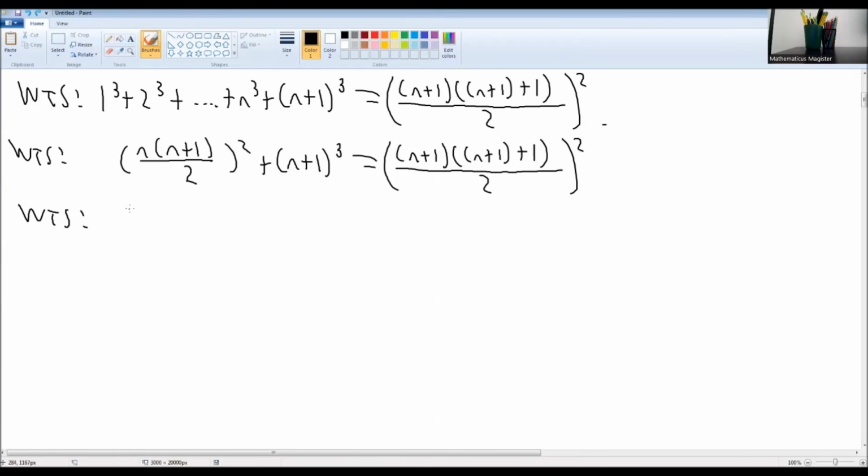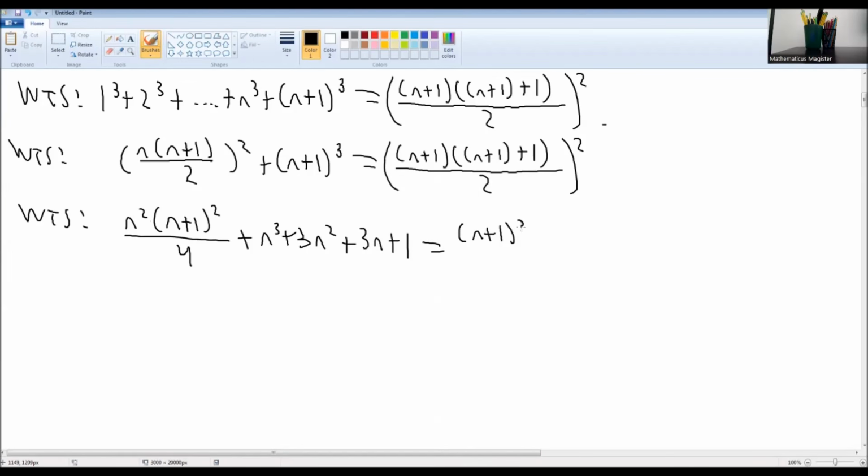If we square this fraction, we get n squared times n plus 1 squared all over 4. Plus, we can expand this using the binomial theorem: n cubed plus 3n squared plus 3n plus 1. And now what about this fraction? Well, the numerator becomes n plus 1 squared times n plus 2 squared. The denominator is 4. Okay, let's simplify these even more.